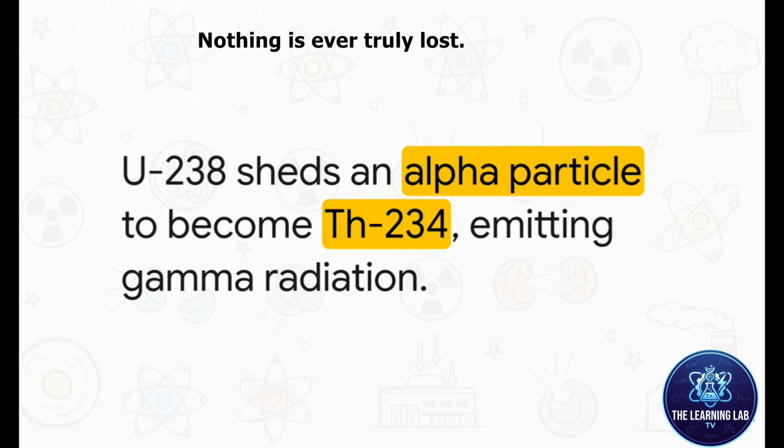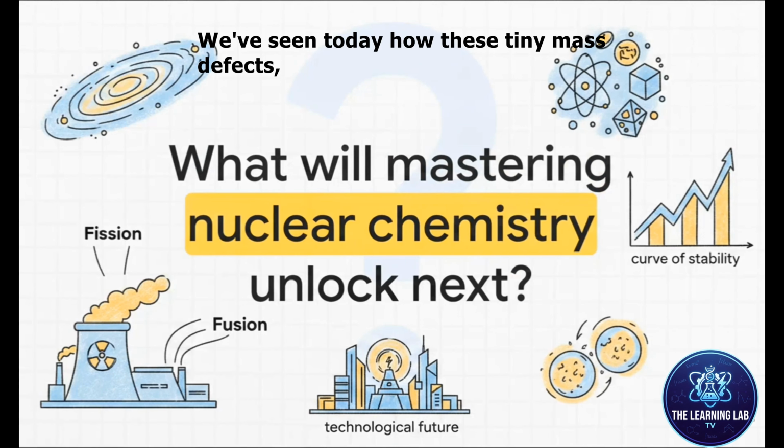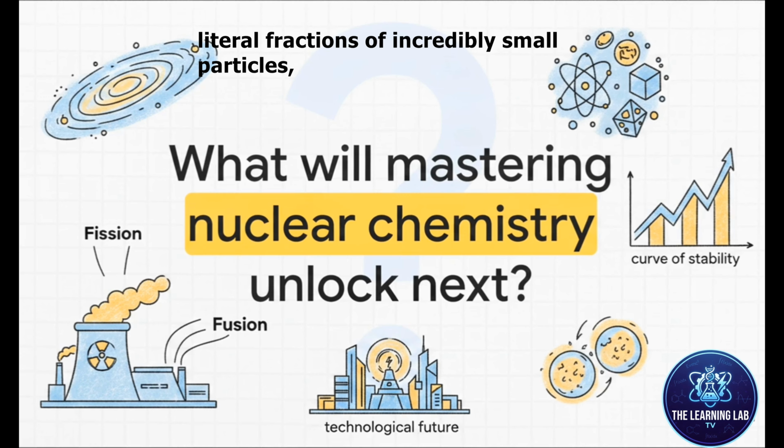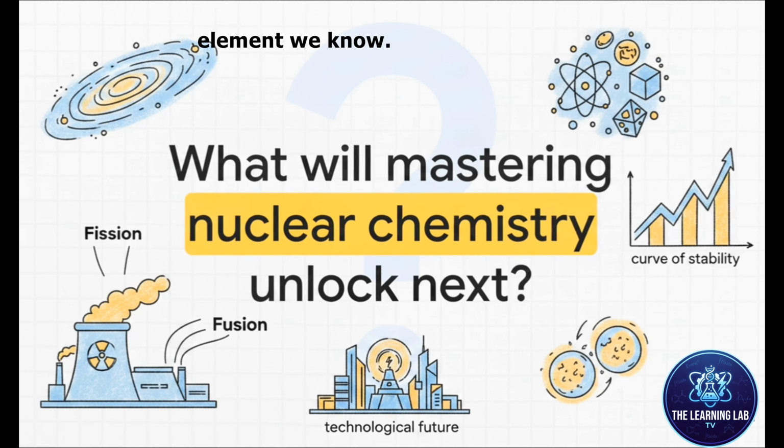Nothing is ever truly lost. It's just rearranged and converted to find perfect balance. We've seen today how these tiny mass defects, literal fractions of incredibly small particles, shape the entire cosmos. They dictate the life cycle of stars and the creation of every element we know.